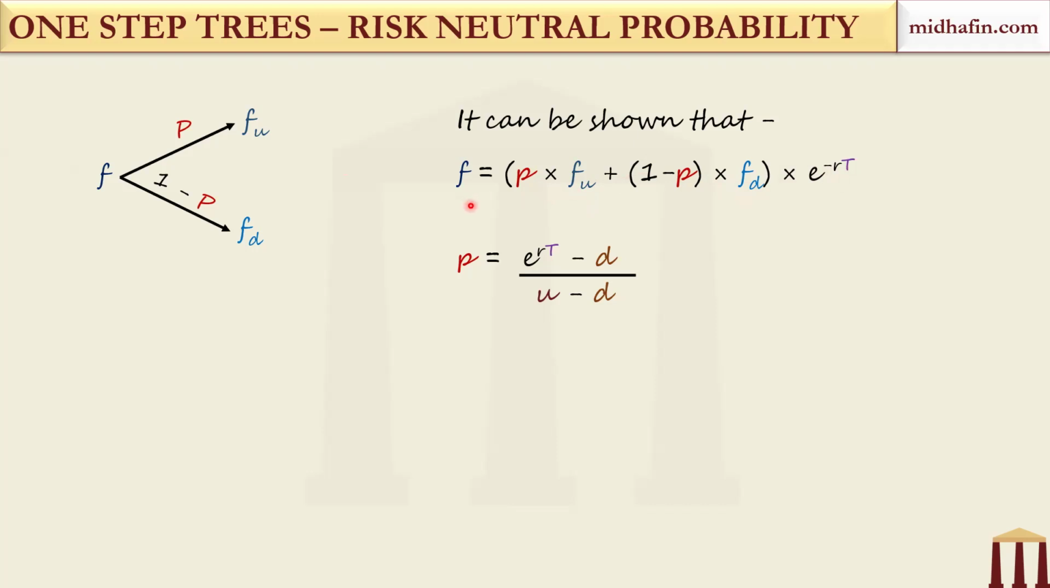And discounting the expected value back to today at the risk-free rate is the same thing, right? Discounting the expected value back to today, correct. This part, e raised to the power minus RT. Yeah, correct. Got it.